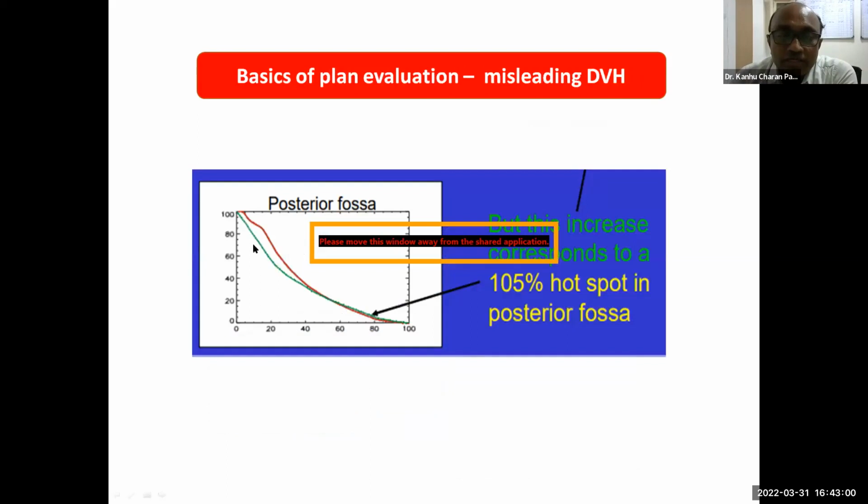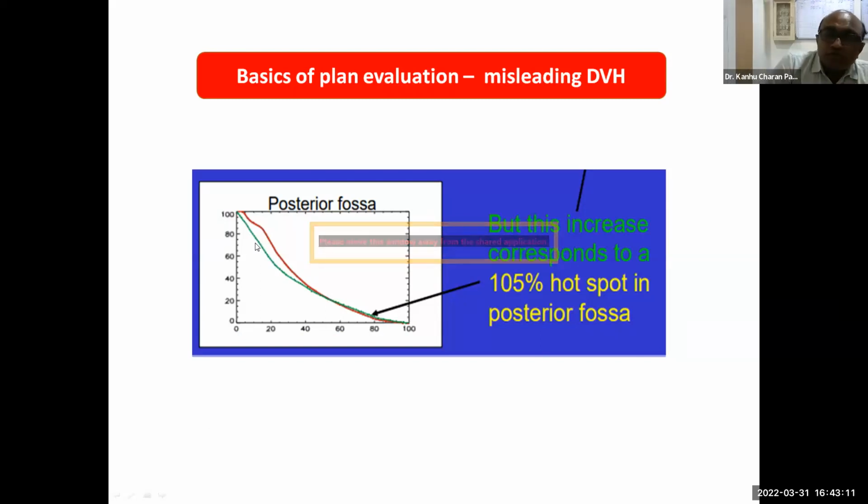Here we can see two plans, where the red one is plan one and the green one is plan two. Though the green one looks better for OAR coverage, at the end of the curve, if you see, the low dose spill is more in the latter part. The hotspot is mostly in the posterior fossa. So though the green one looks better, the hotspots in the posterior fossa are higher in the green one. So in this comparison, the red one looks better. Relying only on the DVH will give you all these things, but it is misleading. So always you have to see slice by slice and all views.